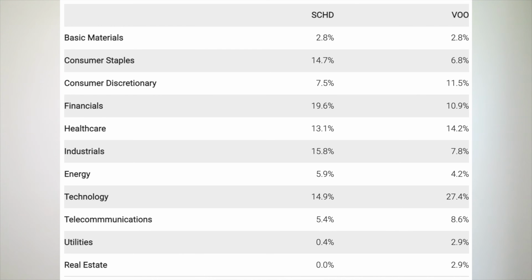Sector weightings are naturally very different for SCHD than for VOO or VTI. Notice how SCHD heavily overweights consumer staples, financials, and industrials relative to the market. These sectors are notorious for reliable dividends and strong profitability. Also note how SCHD has zero or low exposure to utilities and real estate.